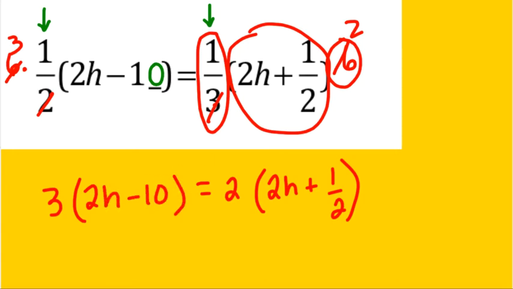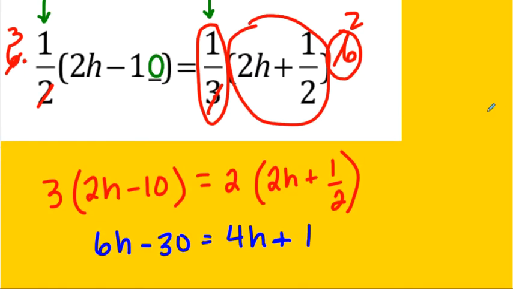Okay? All right. Now I'm going to distribute. So I'm going to get 6h minus 30 equals 4h plus 1. Okay, now when I distributed the 2, that 1/2 got rid of it. So I need you to make sure you understand. It's like if I were to multiply 4 times 5 times 6, you wouldn't do 4 times 5 and 4 times 6. You would just multiply 4 times 5, get 20, and multiply times 6. That's why you only have to multiply the 6 to the 1/3. It's because of those parentheses and the commutative property.